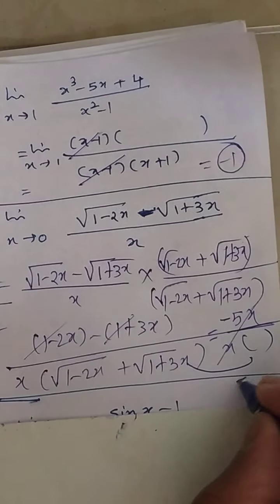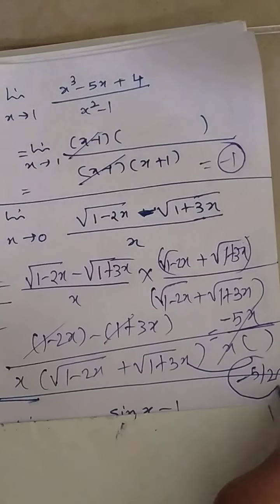So what is the answer? Minus 5 by 2 is the answer. Good.